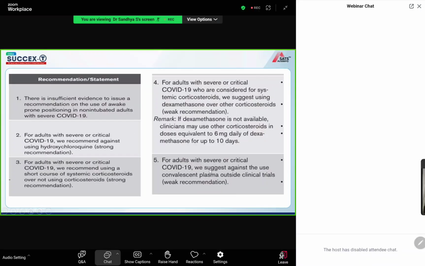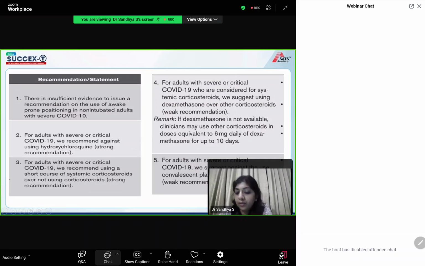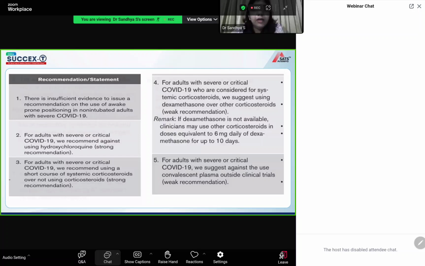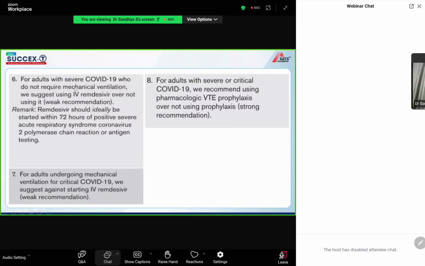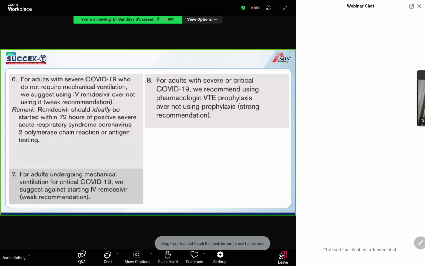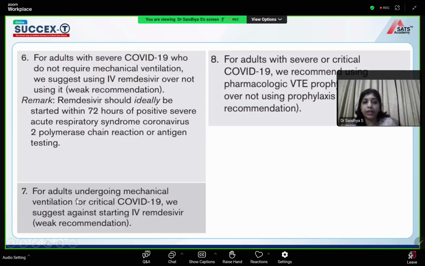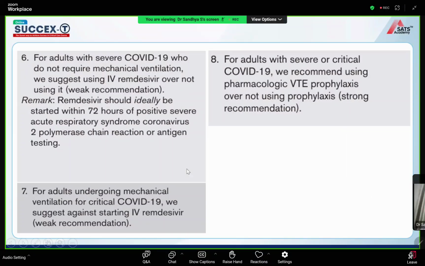Okay. And for adults with severe or critical infection, convalescent plasma shouldn't be used. Again, for mechanical ventilation patients, remdesivir may be used, but the recommendation is not very high. The ideal time to start remdesivir is when the patient is on oxygen, but not requiring any NIV or invasive ventilation. With those undergoing mechanical ventilation, the recommendation is not against it actually.